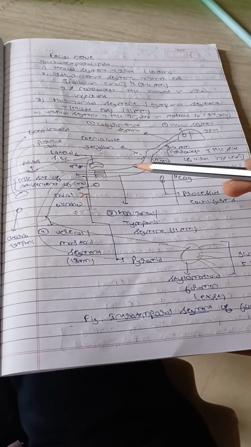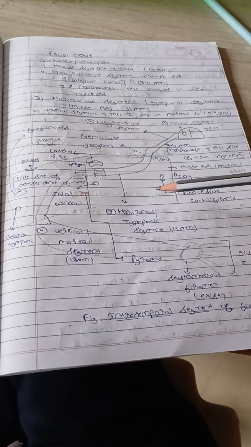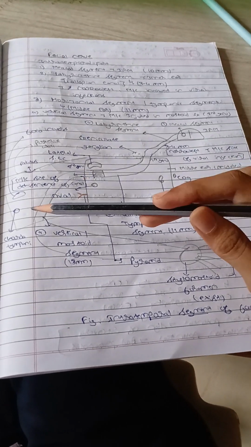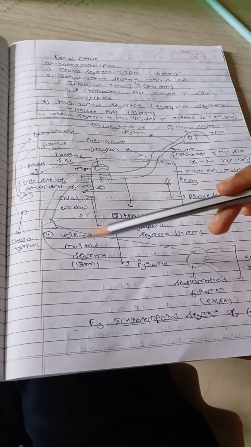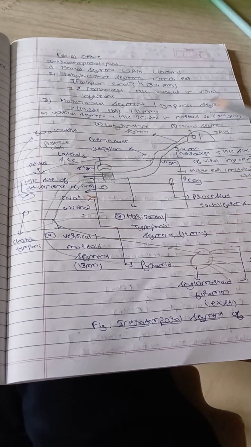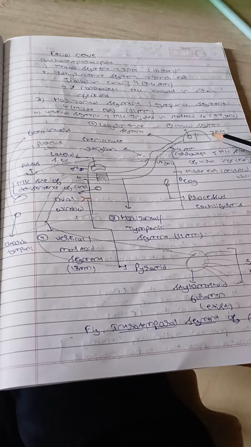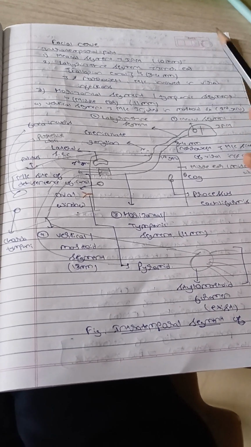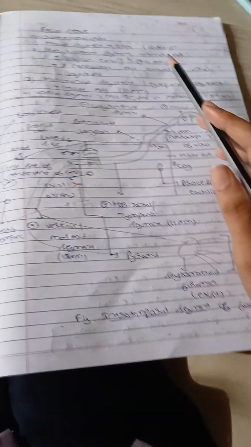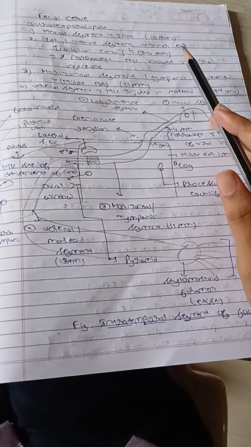In the middle ear there is the horizontal segment, which is also known as the tympanic segment, and in the posterior wall of the middle ear there is the vertical segment or the mastoid segment. Okay. Now first the meatal segment. Now the meatal segment is present in the internal acoustic meatus. It is about 10 mm in length.